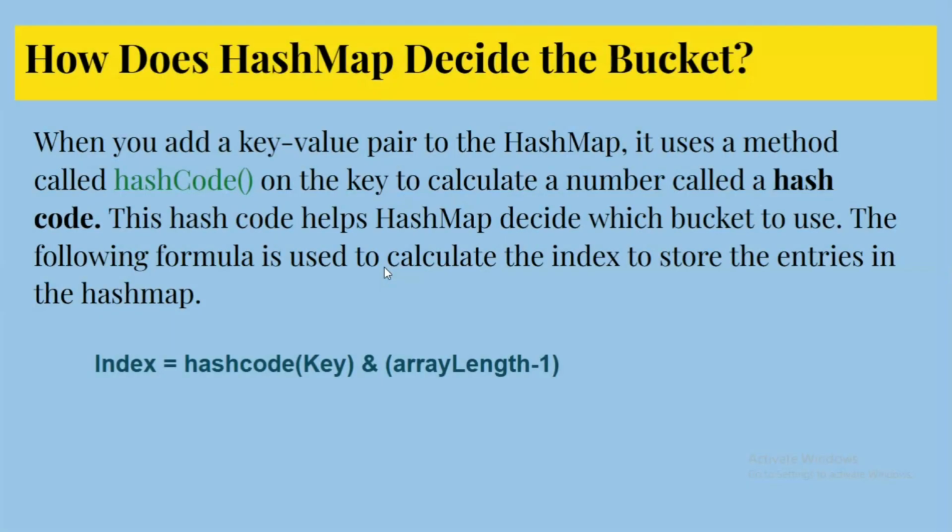How does HashMap decide the bucket? When you add a key-value pair to the hash map, it uses a method called the hashcode method on the key to calculate a number called a hashcode. This hashcode helps HashMap decide which bucket to use. The following formula is used to calculate the index to store the entries in the hash map.